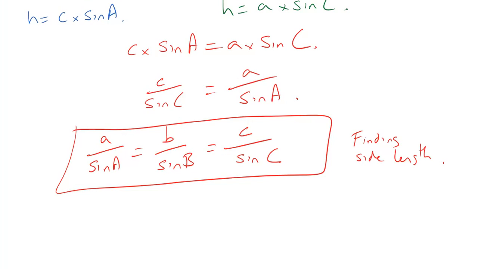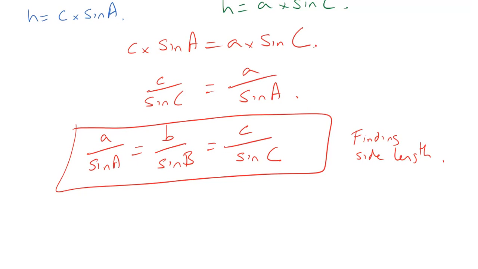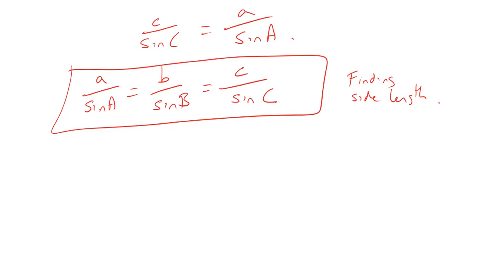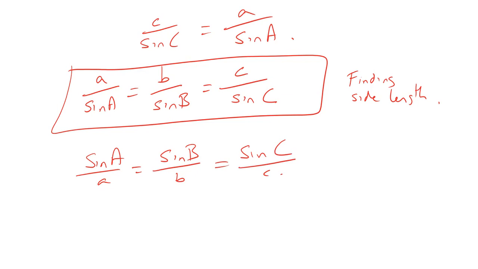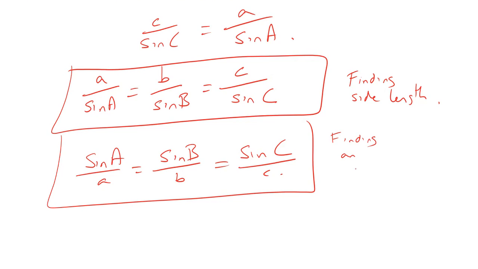But there's another version. If that's going to be true, well, we could flip each one of those fractions over, and that is also going to be true as well. We could certainly say that sine A over a is equal to sine B over b, which is going to be equal to sine C over c. Now, this is another version, and this one is good for finding an angle. Okay, so look out for both versions. Just invert it to find an angle and keep the lowercase letters on the top when you're trying to find a side length. In the next video, you're going to see some examples about how this is used.